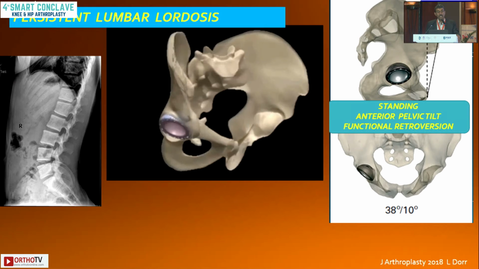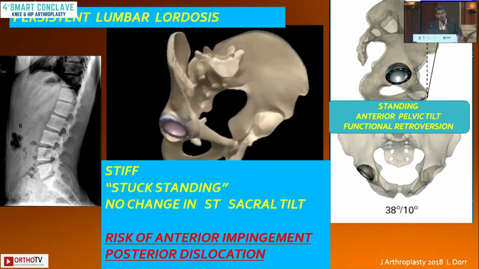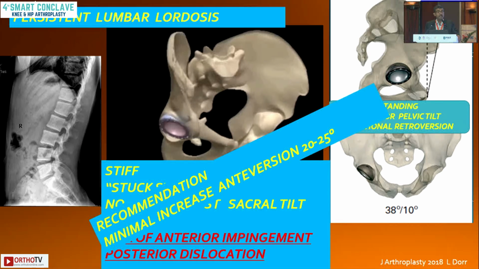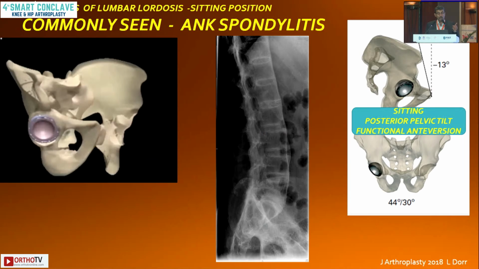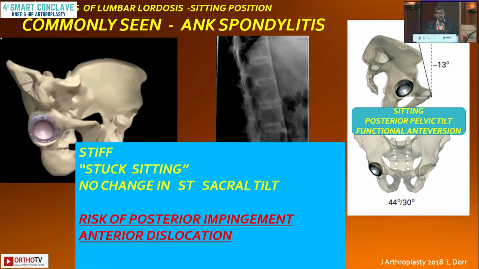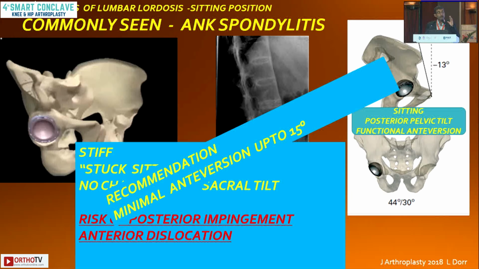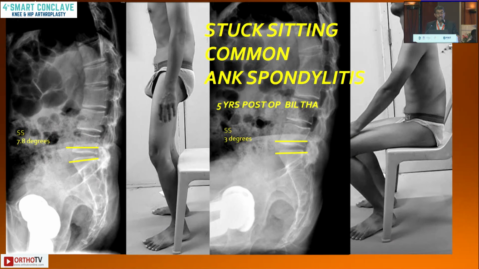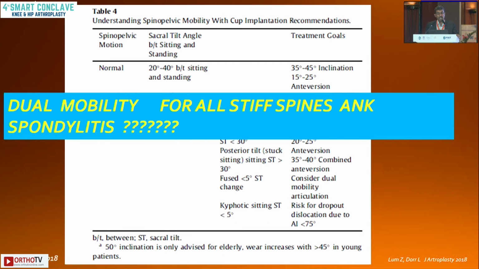In fact, when there's a persistent lumbar lordosis, referred to as stuck standing, the recommendation is to put the anteversion at the extreme border of the safe range so as to prevent impingement and dislocation. In the AS situation where you have a rigid spine in the stuck sitting position, the recommendation is minimal anteversion, so you reduce the risk of posterior impingement and anterior dislocation. The typical scenario in AS is that even 5 years after bilateral THA, the sacral slope is relatively unchanged, a stuck sitting position.